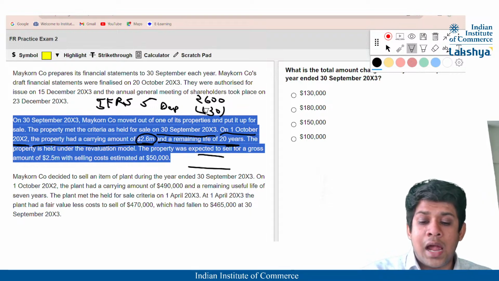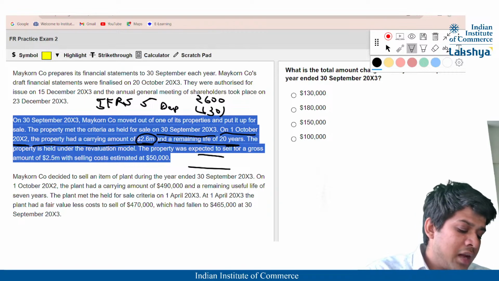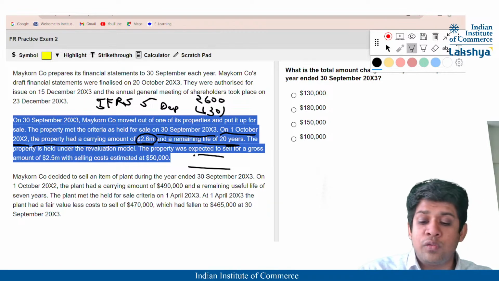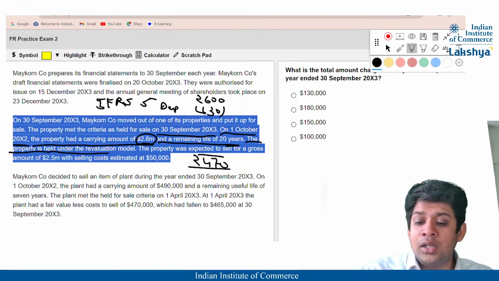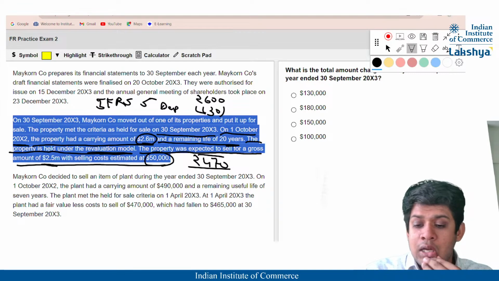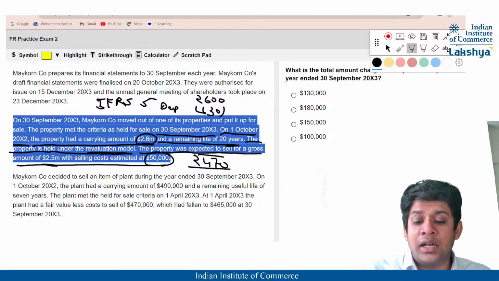130 will be deducted and the remainder value will be our carrying value at the year end, that is 2470. Correct? The property is held under the revaluation model and the property was expected to sell for a gross amount of $2.5 million with selling costs estimated to be $50,000. Okay. So the property was held at its fair value, correct?